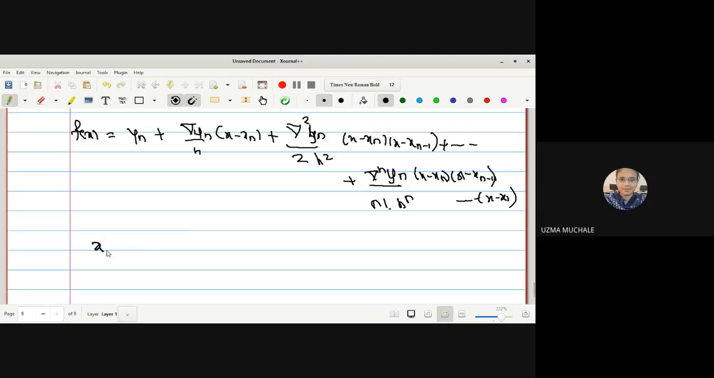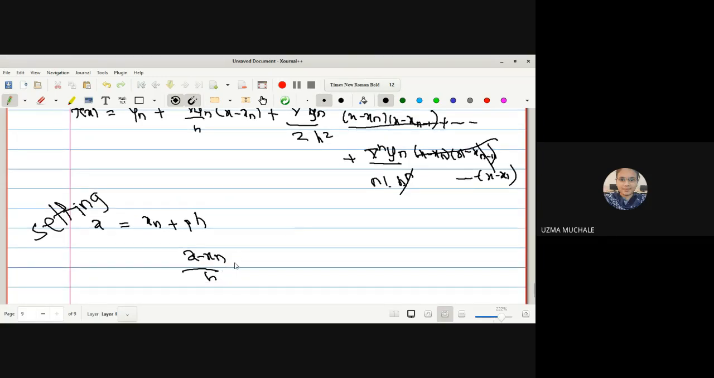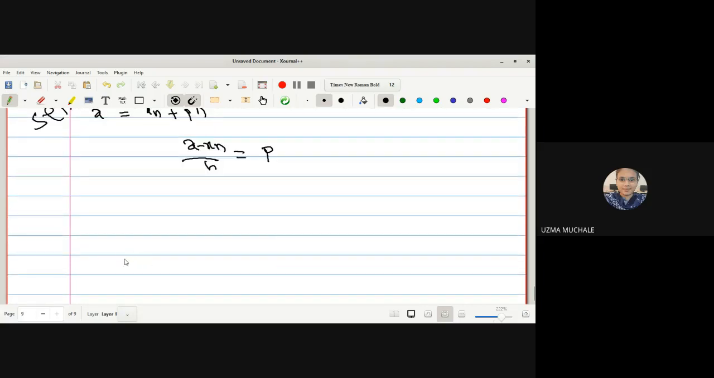Again, what we have to do is setting x is equal to xn plus p into h. Find x minus xn divided by h. Why we are doing this? This h square into this term we have to eliminate, this h and h raised to n. We have to eliminate this and find the relation. x minus xn divided by h will be p. Similarly, we can find x minus xn minus 1 divided by h will be p plus 1 and so on.